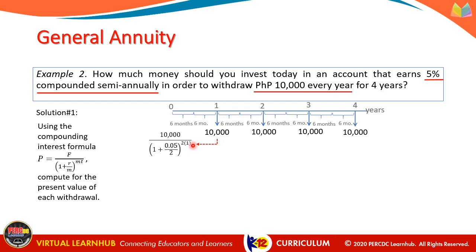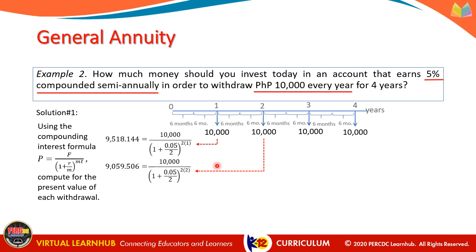Using our calculators, we should be able to compute 9,518.144. This 10,000 pesos at the end of second year has a present value equal to 10,000 over 1 plus 0.05 over 2 raised to 2 times 2. Here t is equal to 2 because this is done at the end of second year. Using your calculator, you should get 9,059.506.